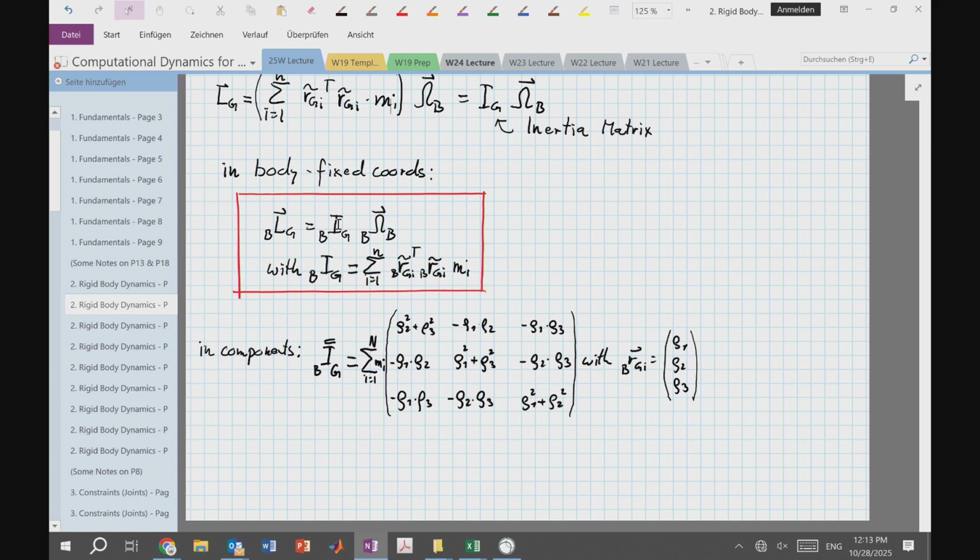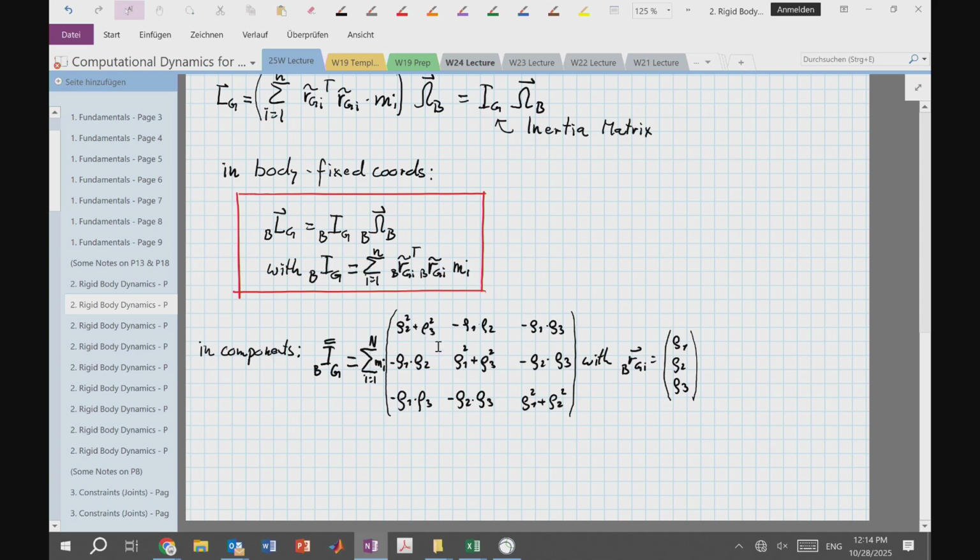And I hope you've seen all this. That's why I went through the derivation a little bit quicker. What I want to do now is give you some intuition about what this L means, where it comes from, and what these individual terms mean. Why do I have the sum of squares on the diagonal? Why do I have the minus sign and these products on the off diagonal?